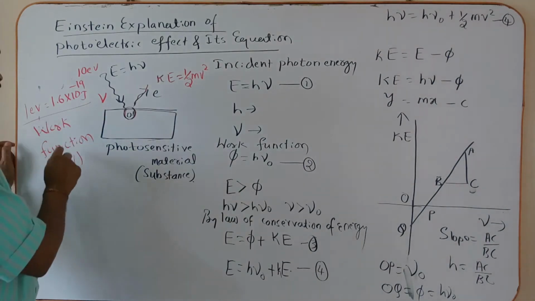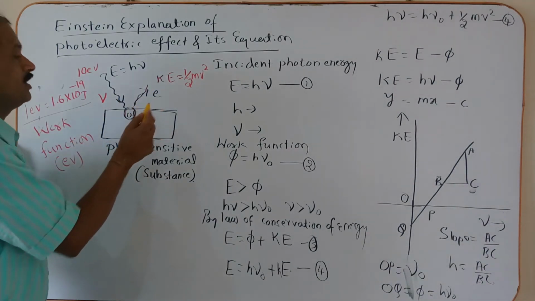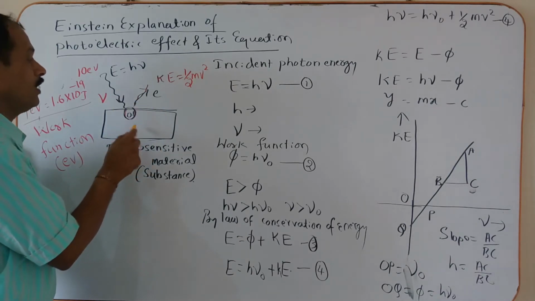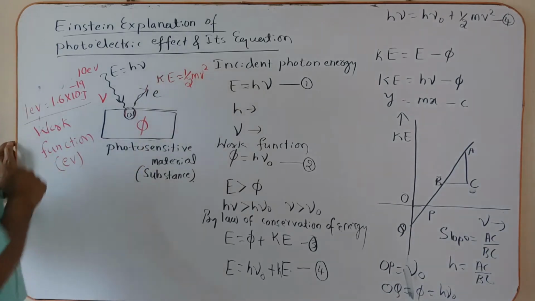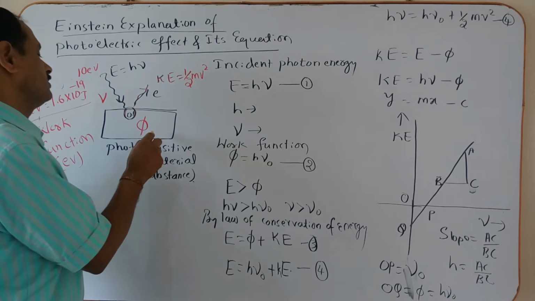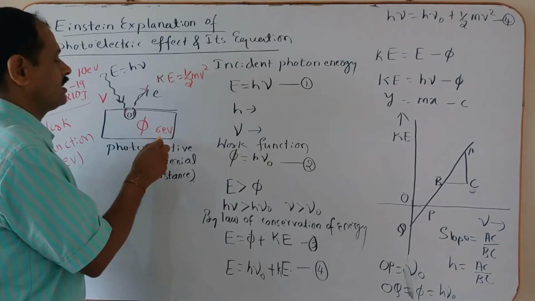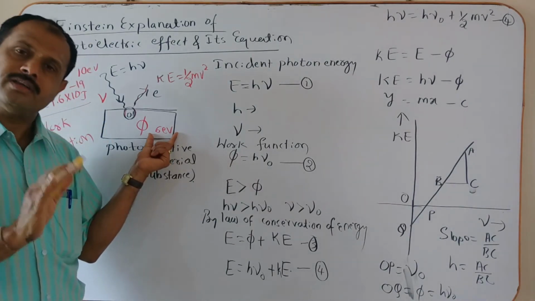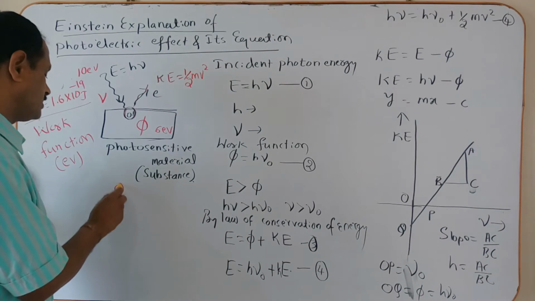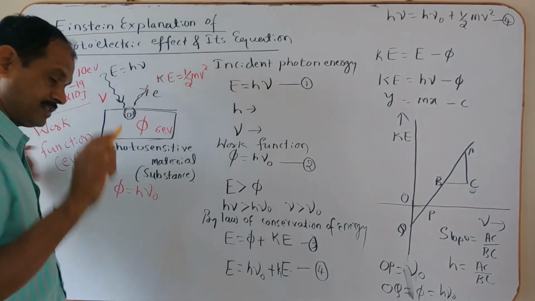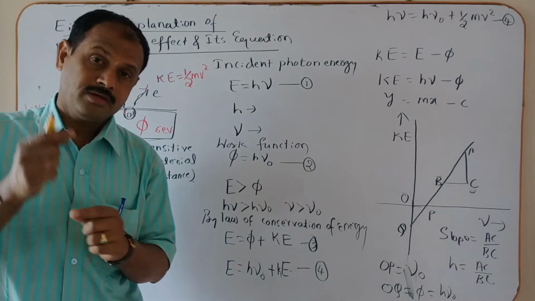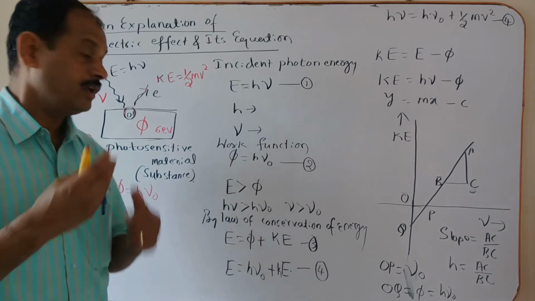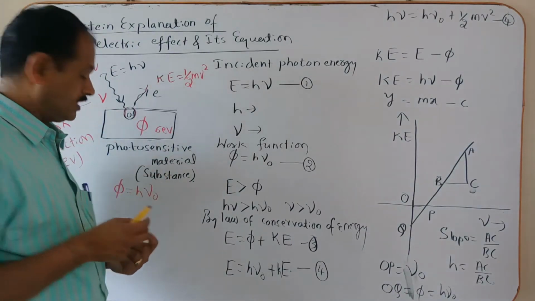Now, the work function is the minimum energy required to remove the electron, emit the electron, or make the electron escape from the photosensitive material. The work function is represented by phi. Suppose the work function is 6 electron volt. This much amount of energy is required, and that energy is h nu naught. It means the threshold frequency is the minimum frequency required for the incident photon, and the minimum energy required is the work function, that is h nu naught.